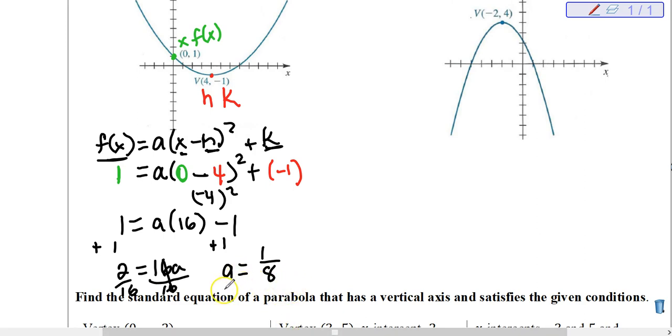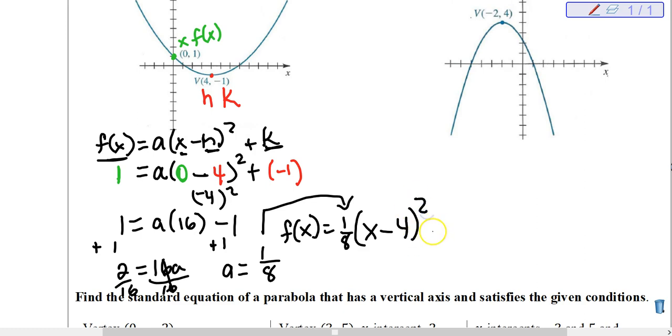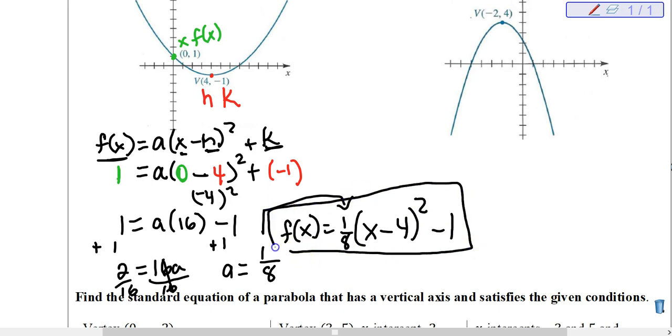Okay, so now I know what a is. I'm going to go back and write the equation of my parabola. So f of x is equal to my a, so I'm going to plug that in right there, 1/8 times x minus, what's my vertex? 4, quantity squared, minus 1. And there you have it, my friends.